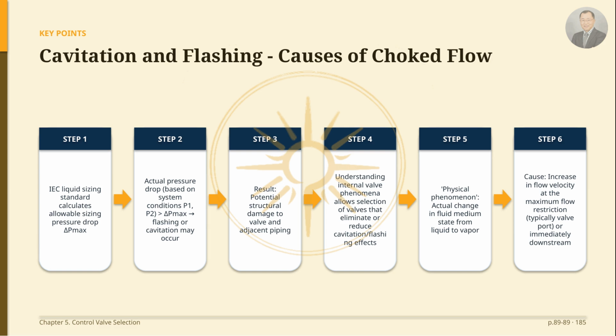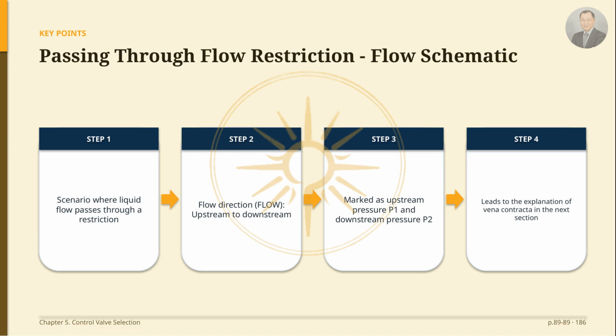This change is from the liquid state to the vapor state and occurs as fluid velocity increases at or just downstream of the greatest flow restriction, which is normally the valve port. Following the previous content, I will introduce the flow schematic. It shows the situation where liquid flow passes through a restriction with an arrow indicating the flow direction from upstream to downstream. Here, the pressure upstream of the restriction is denoted as P1, and the pressure downstream is denoted as P2. This schematic leads naturally into the explanation of the vena contracta, the point where the flow cross-section is narrowest, which we will cover in the next section.